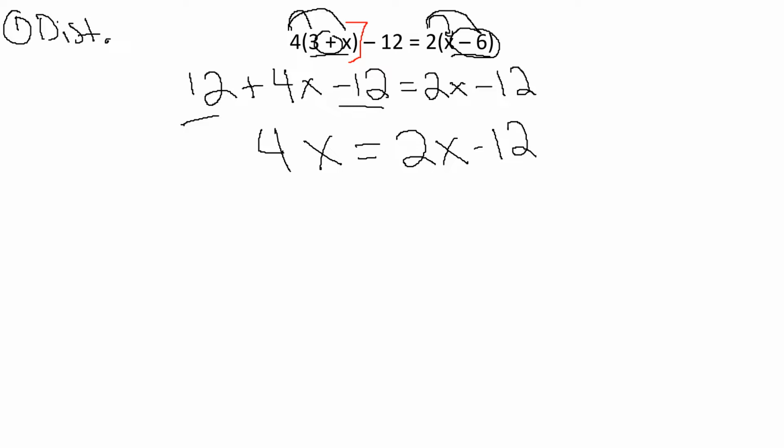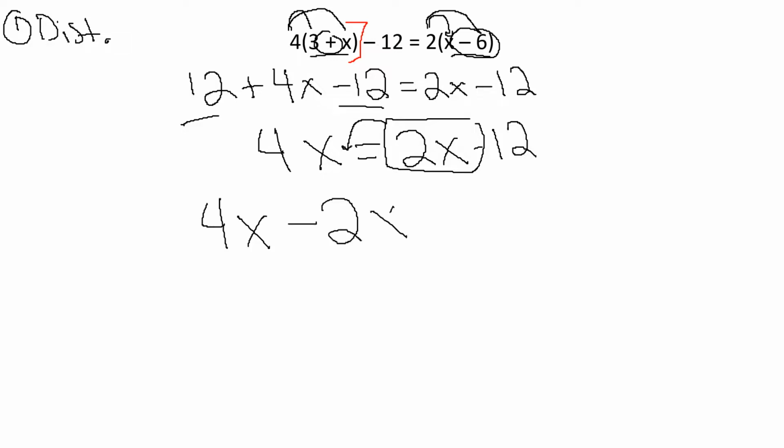Now I'm going to move my x's all to the same side. So I'm going to move that from here to here. Remember, it's understood plus if there's no sign, so it becomes a minus when I move it. Listen, don't lose this negative. It's minus 12, and a minus and a negative are the same thing. So don't lose that minus. 4x minus 2x. I have 4x's. I take 2x's away. I have 2x left.